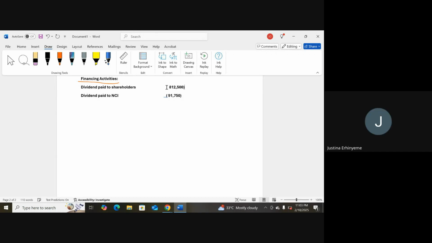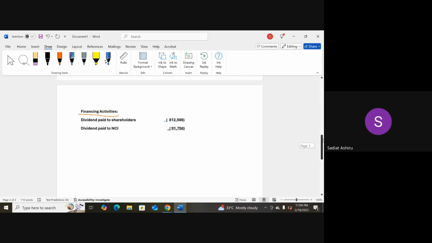So then you can cast, since we don't have other information regarding what I explained. 904,250. Is it a negative answer? Yes. So it now becomes what? Net cash outflow from financing activities.